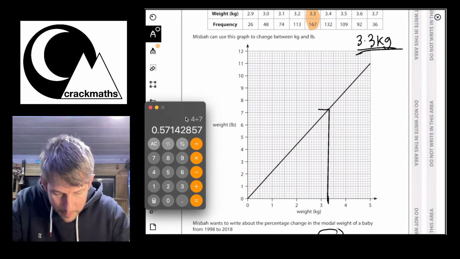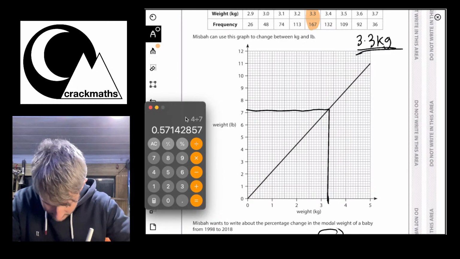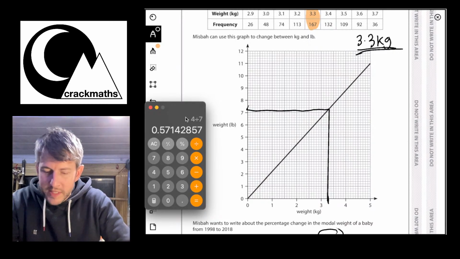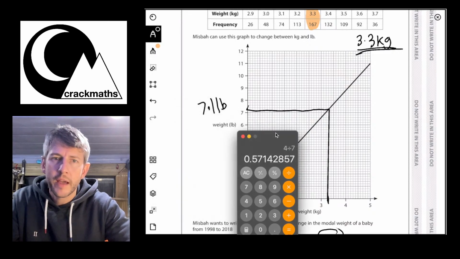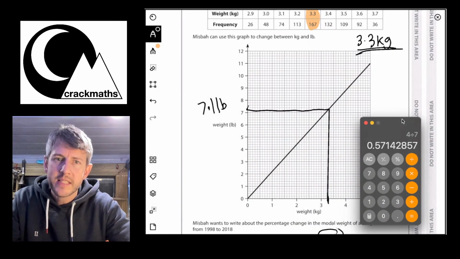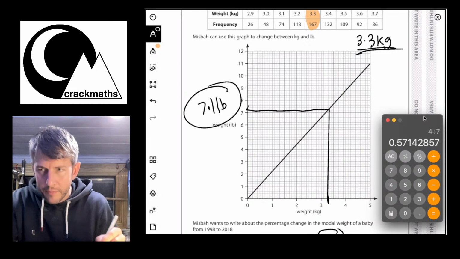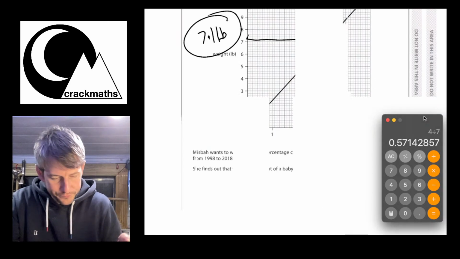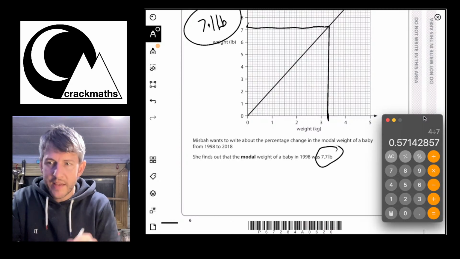It's always important to put these lines on because it shows the examiner that you've done what you were meant to do. So 7.1 pounds. Let me move the calculator over here. So that's 7.1 pounds. Now, we know that the new weight is 7.1 pounds. Let's move on from there. So it's gone from 7.7 to 7.1.